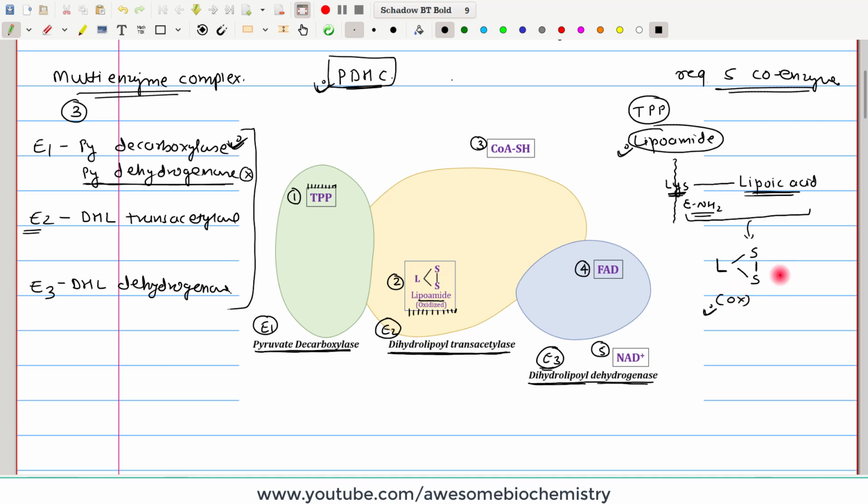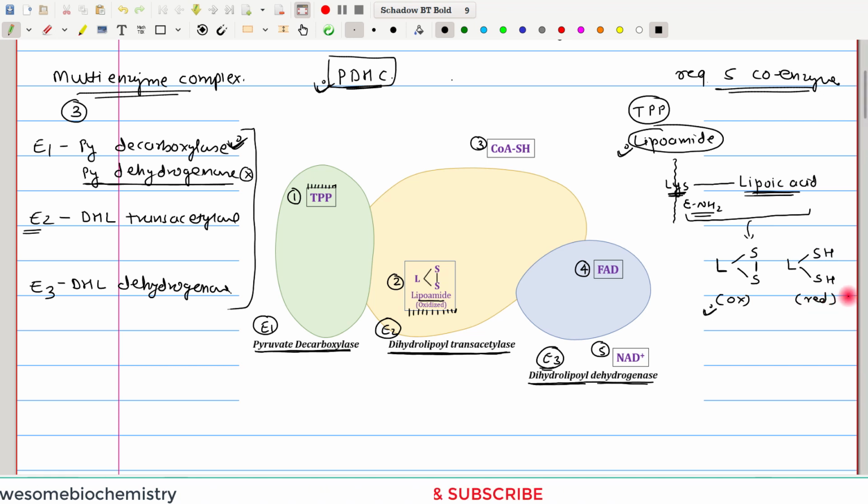But it can also occur in the reduced form. So, how does the reduced form look? Lipoamide with its two sulfur atoms, when both are bound with an H atom, becomes our reduced form of the lipoamide. But remember, this reduced form is not found in the native structure of this pyruvate dehydrogenase complex. It is the oxidized form which is found.